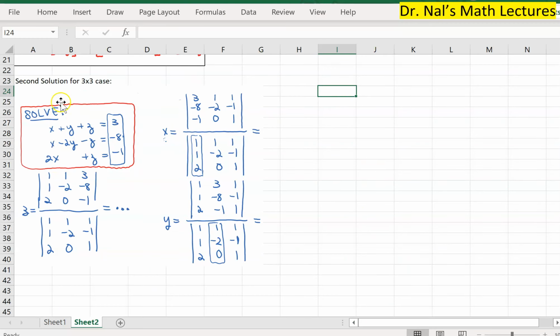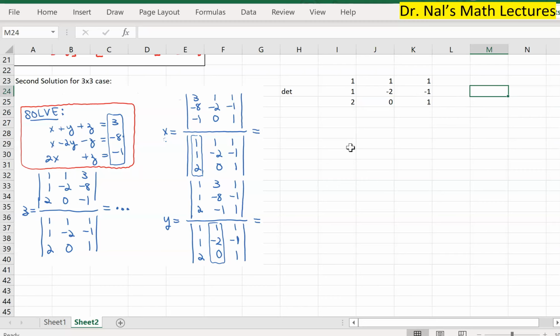Okay, I just copy pasted our solution so far to Excel. So this was the problem we were solving, and we decided that these are the determinants that we need to calculate. Because all three denominators are the same, let's start with the denominator, right? So we have this matrix 1, 1, 1, 1, minus 2, minus 1, and 2, 0, 1.